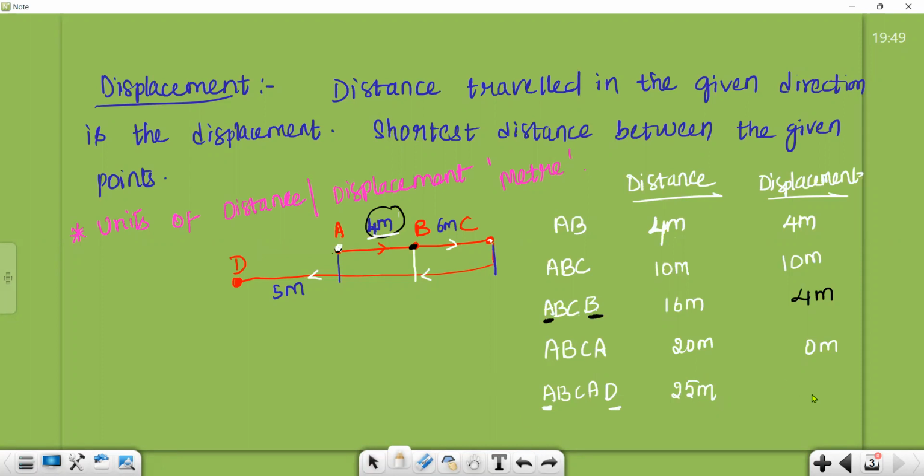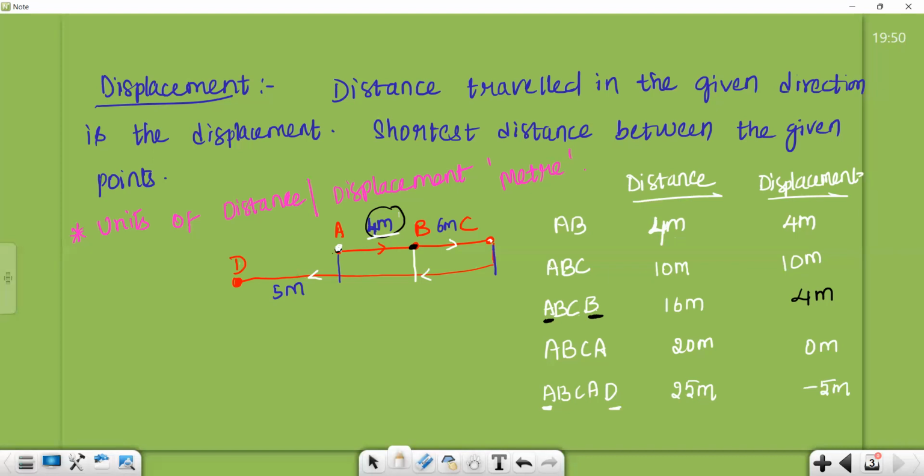Is it 5 meters, ma'am? Minus 5. Why minus 5? We have to go in the opposite direction. Whenever you find opposite direction, keep minus. Okay, ma'am. Clear with the definition? Got it? Yes, ma'am.